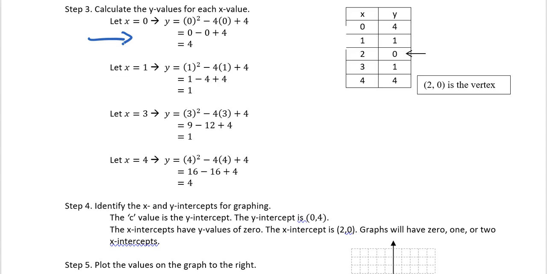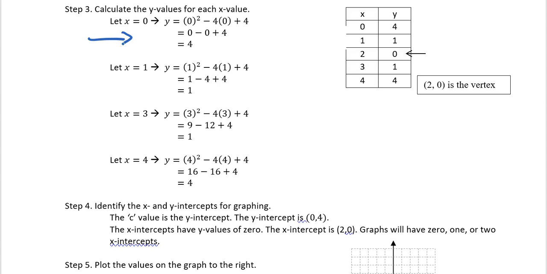I put my next x value in, which is 1. When I put 1 in, I have 1 squared minus 4 plus 4. I carry out that arithmetic, and I got a y value of 1. I repeated that for the x value of 3 and the x value of 4.